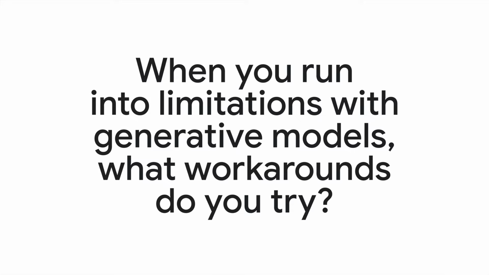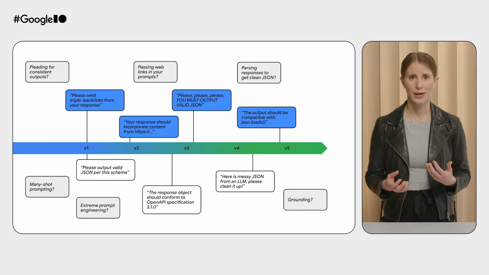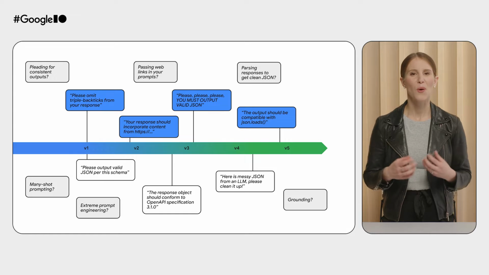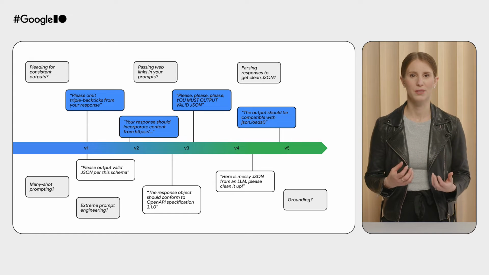Prompt tuning, few-shot prompting, and multiple chained LLM calls are common approaches to these problems. Let's talk about some of these common methods and techniques that developers use to overcome these limitations. You might have tried manually parsing responses to extract clean JSON data, pleading with the model to generate consistent outputs, or passing web links in the prompts.